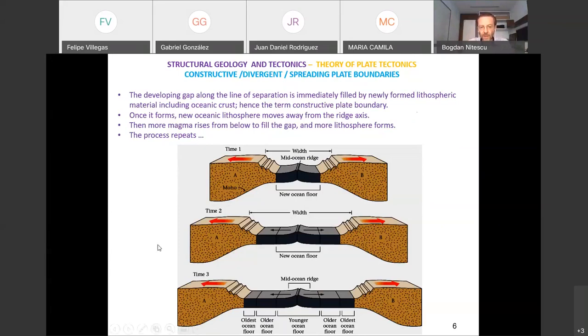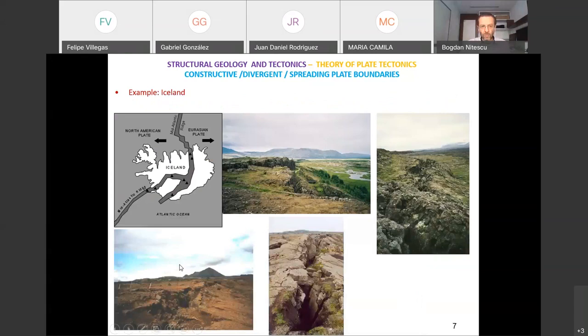And as you can see, due to seafloor spreading, as you go away from the mid-ocean ridges, as we discussed, the age of the oceanic lithosphere is older and older. Yeah, that's what happens. Good, so I think the mechanism is kind of clear. Now, let's look at some examples.